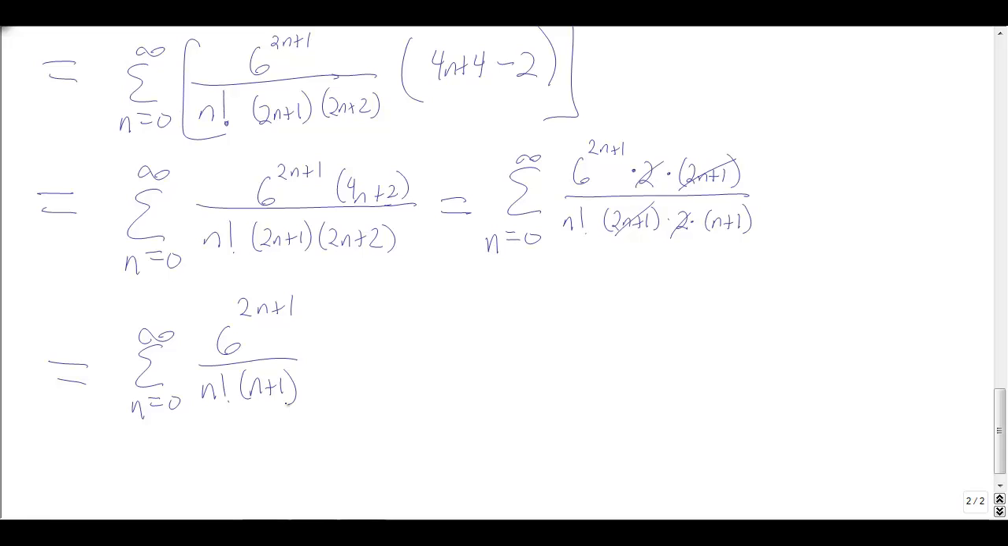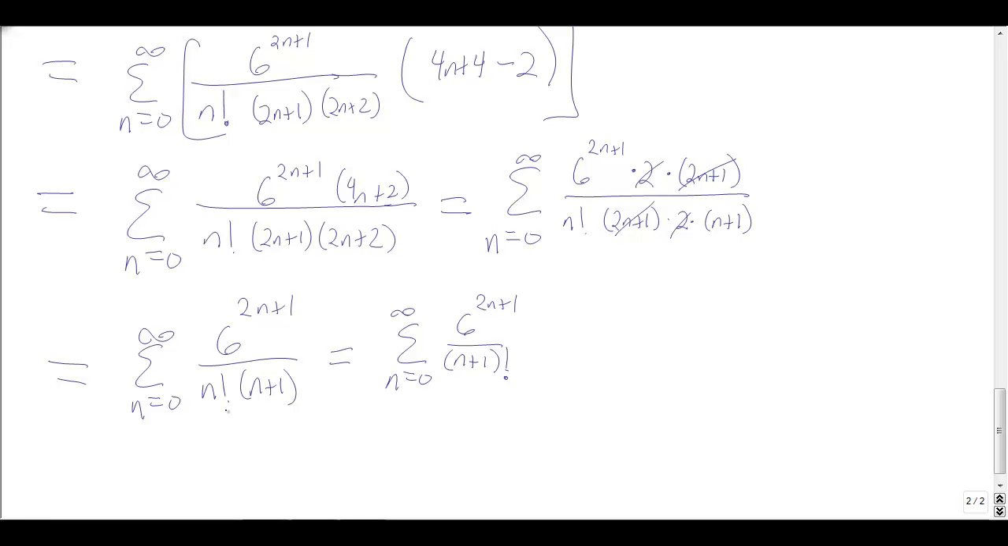Now there's a nice way to write n factorial times n plus 1. Remember, n factorial is 1 times 2 times 3 times 4 up to n. Well, if I really have the next factor that'd be missing, it's n plus 1 factorial. So what I get is a summation n equals 0 to infinity, 6 to the 2n plus 1 over n plus 1 factorial. So I've combined n factorial and n plus 1 to be n plus 1 factorial.